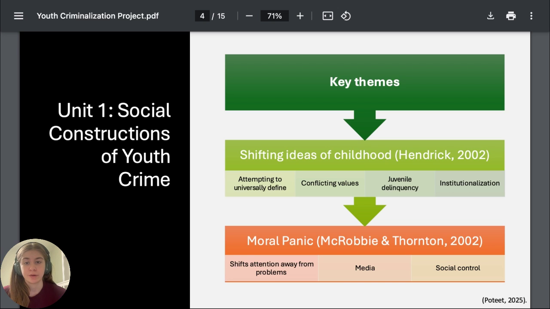Following to another chapter by McRobbie and Thornton, they discuss how moral panic really took over society at this time, and how moral panic essentially is the mass culture panicking about a phenomenon. So, for instance, in this case, it was juvenile delinquency and panicking that youth were committing so many crimes and that society and the government had to get youth under control. But the main problem with this is that moral panic shifts attention away from the root problems.